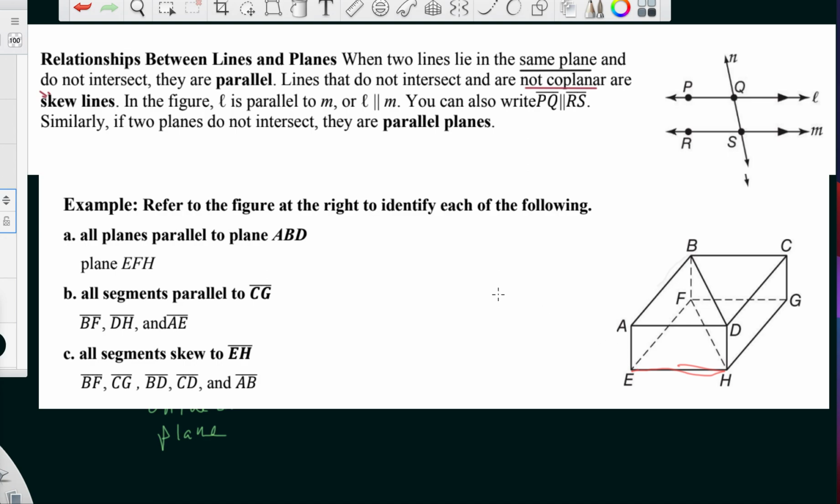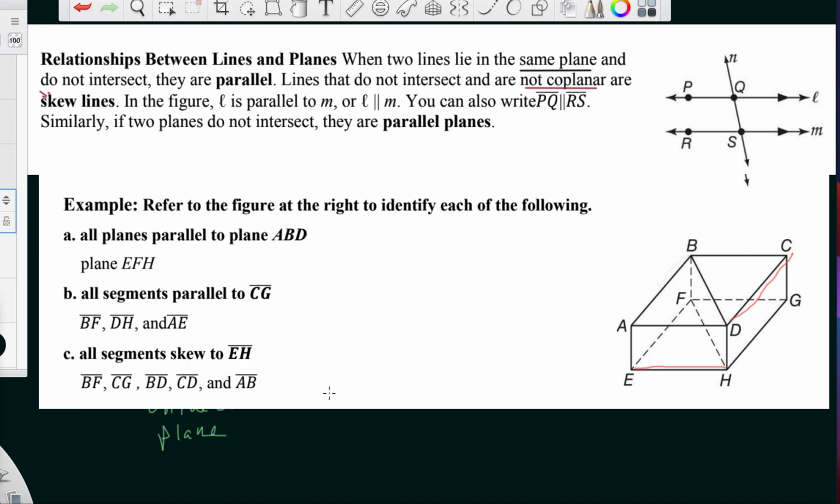Okay? I don't like it, but let's try this again. E to H. It's this guy right here. So I am going to look for anything that doesn't intersect and is not on the same plane. So let's talk about this guy up here.